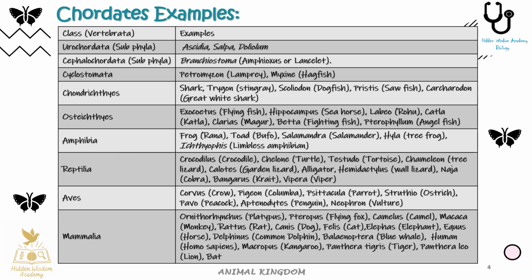Now for aves, or birds, we see Corvus the crow, Columba the pigeon, Psittacula the parrot, Struthio the ostrich, Pavo the peacock, Aptenodytes the penguin, and Neophron the vulture.